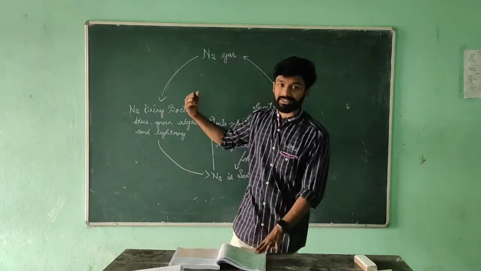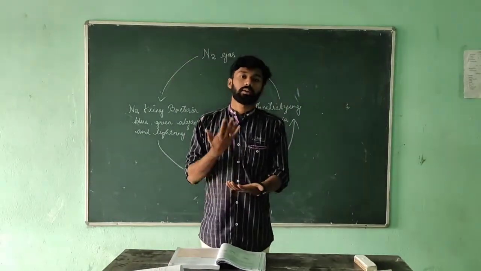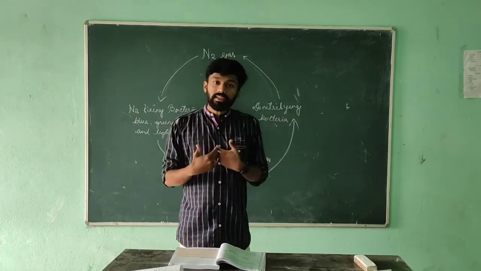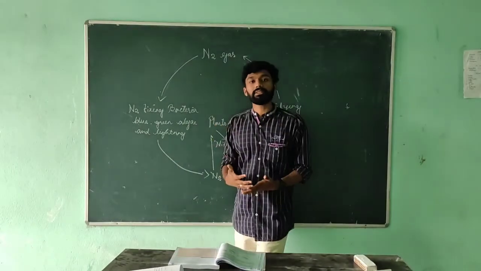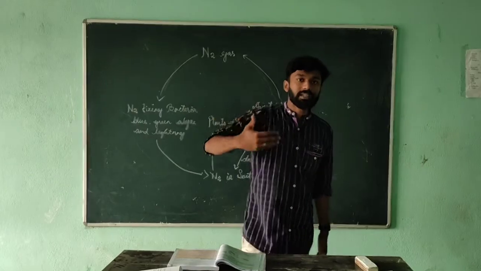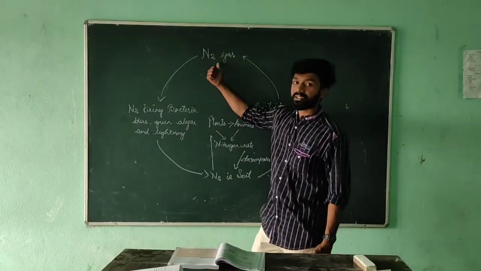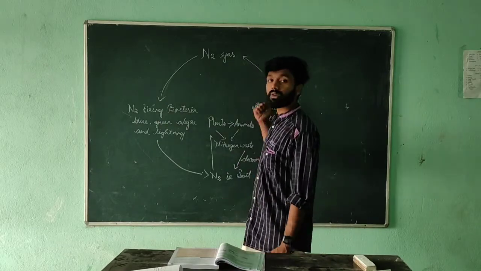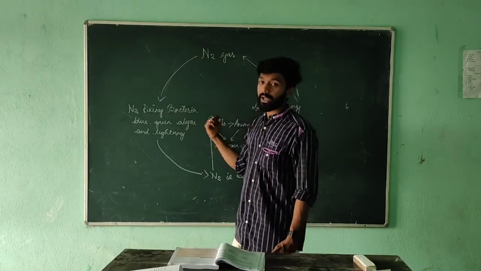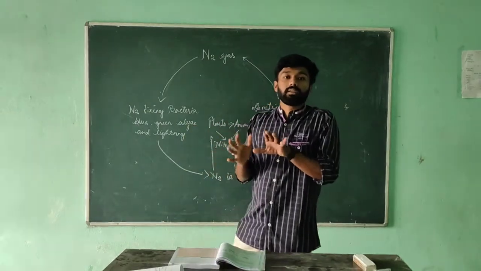Now we can look at the nitrogen cycle. We know nitrogen is an important element which constitutes proteins, amino acids, etc. So we need nitrogen. Not only we, plants and animals also require nitrogen. What is the nitrogen cycle? The nitrogen cycle means the process by which nitrogen is transferred from the atmosphere to plants or animals, and then goes again to the soil. This whole process we call the nitrogen cycle.